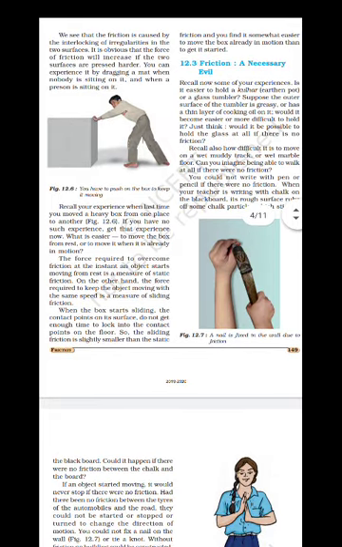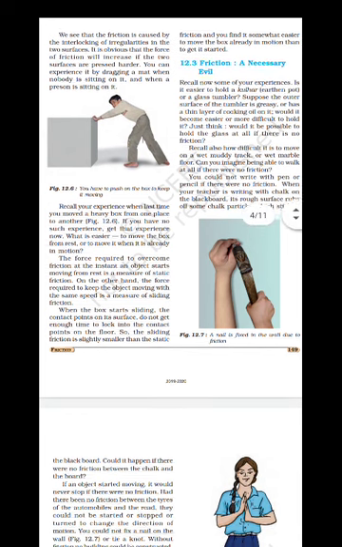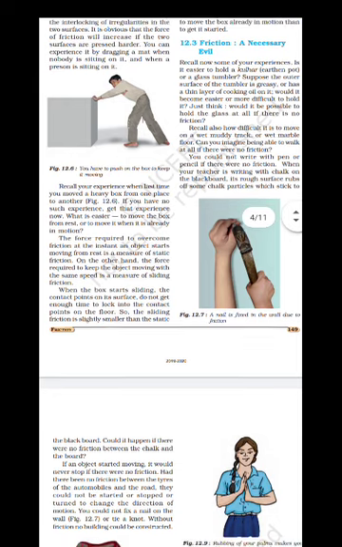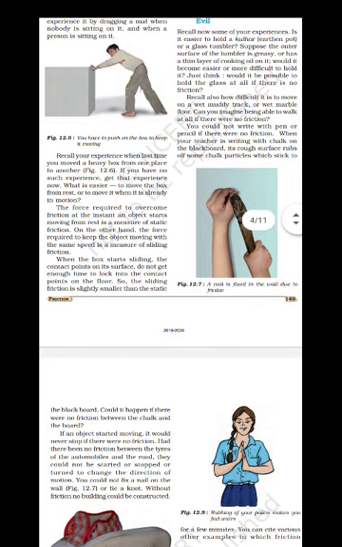Now here you are given one activity: to drag a mat when nobody is sitting on it and when a person is sitting on it. So you can experience this and see which way is easier. The force required to overcome friction at the instant an object starts moving from rest is a measure of static friction. What is static friction? When an object is at rest, during that time also, the surface on which the object has been kept applies some frictional force. That force is called static friction.